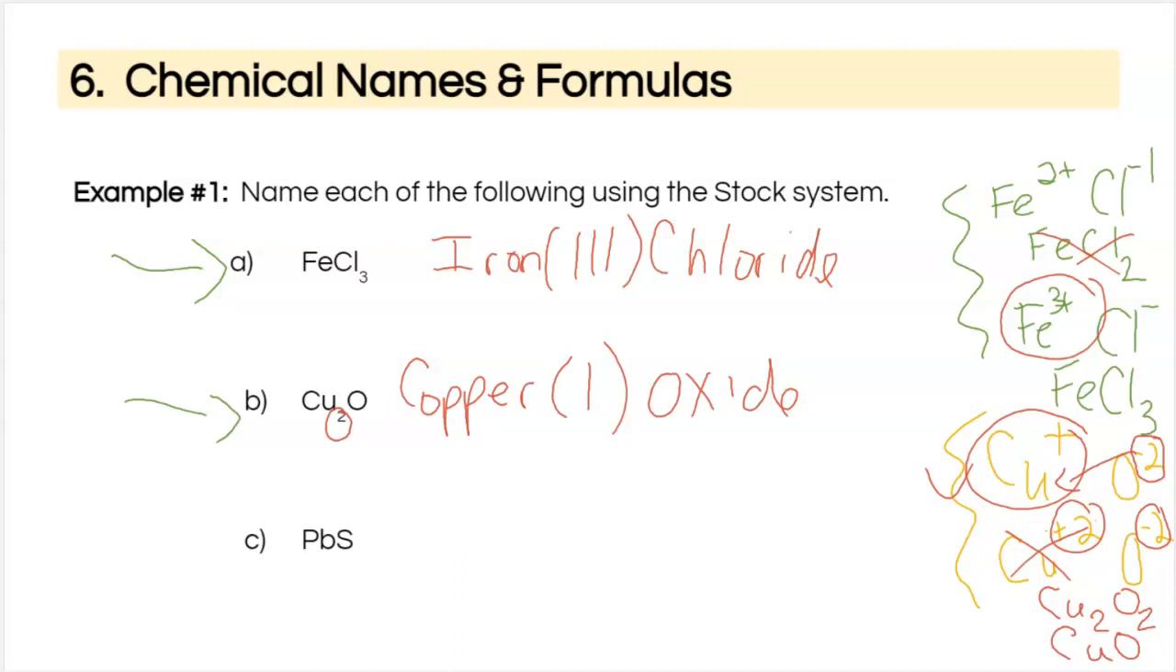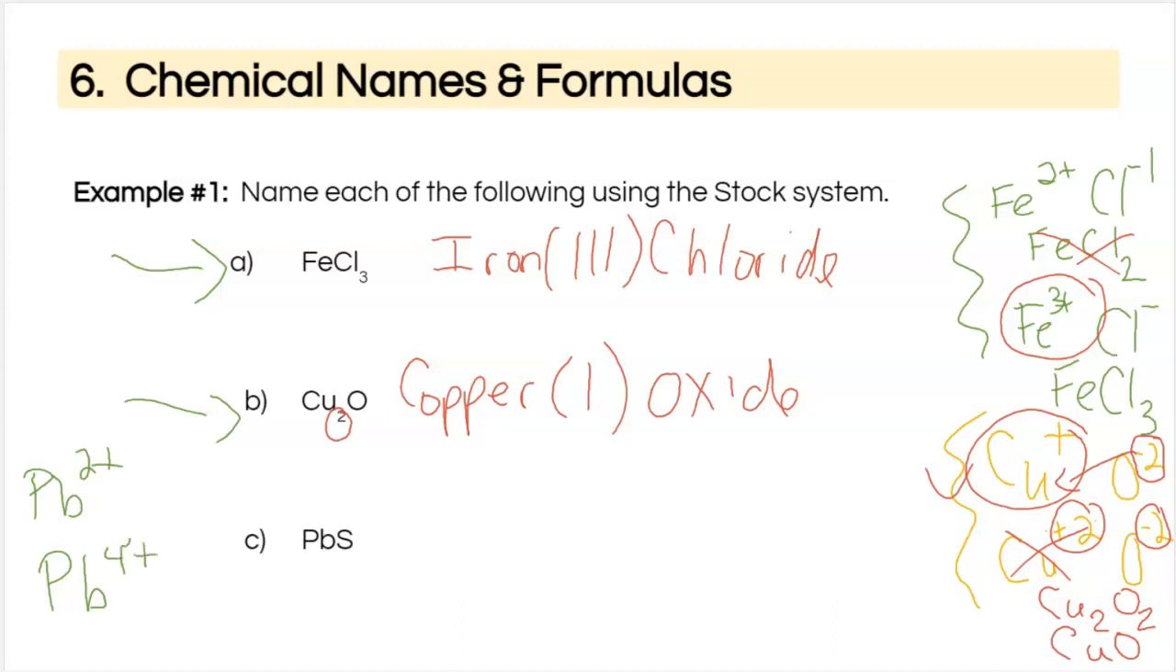Okay, one last example to try before we do the opposite, which is to give you a name and ask you to come up with the formula. So PbS. Okay, I've run out of room on the right-hand side, so I'm going to take up some of my space on the left-hand side here. And I can see on my periodic table that lead has a 2+ charge in some compounds, and lead has a 4+ charge in some compounds.